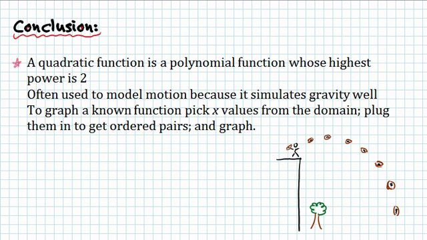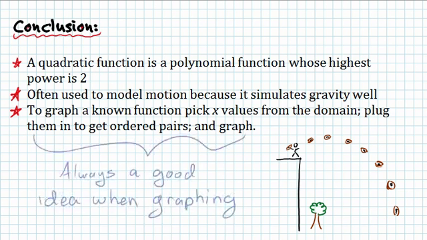In conclusion, a quadratic function is a polynomial whose highest power is 2. These functions are often used to model vertical motion because, for reasons you'll learn in physics and calculus, gravity has square units. To graph the function, pick some x values from the domain and plug them in to get ordered pairs, graph the ordered pairs, and connect the dots. This is good advice for any function you're trying to graph.